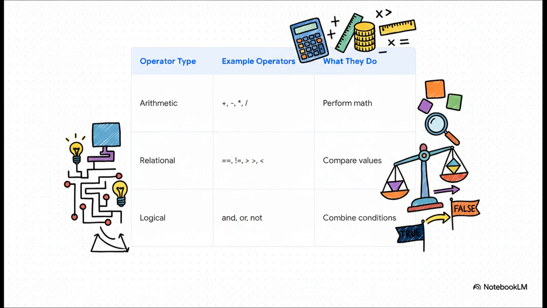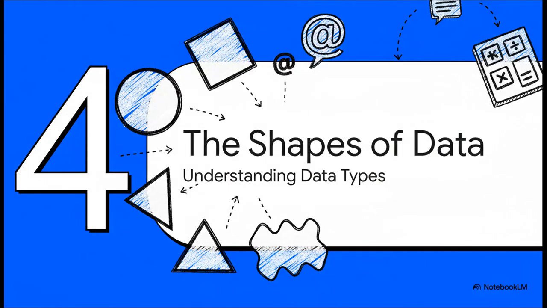You've got your arithmetic operators for doing math, your relational operators to compare things, and your logical operators to combine different conditions. These guys are the real workhorses of any program. Okay, so we've got our nouns and our verbs, but there's one more crucial piece to this puzzle. The computer needs to know what kind of information it's dealing with.